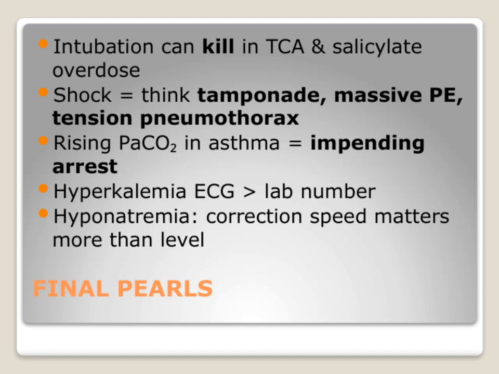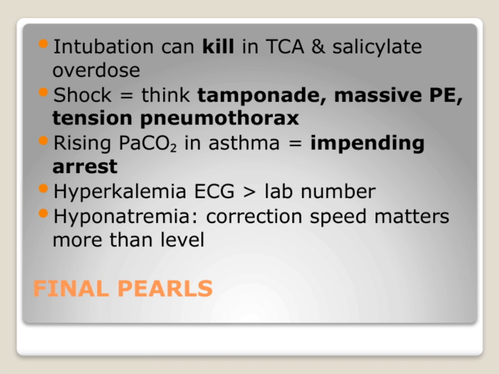Let's start with intubation, which can actually be quite risky in cases of tricyclic antidepressant overdose and salicylate poisoning. It's important to remember that intubation in these scenarios can sometimes do more harm than good, so weigh the risks carefully. Next, when we talk about shock, the key causes to think about are tamponade, massive pulmonary embolism, and tension pneumothorax. These are critical conditions that can present with shock, and recognizing them quickly can be life-saving.